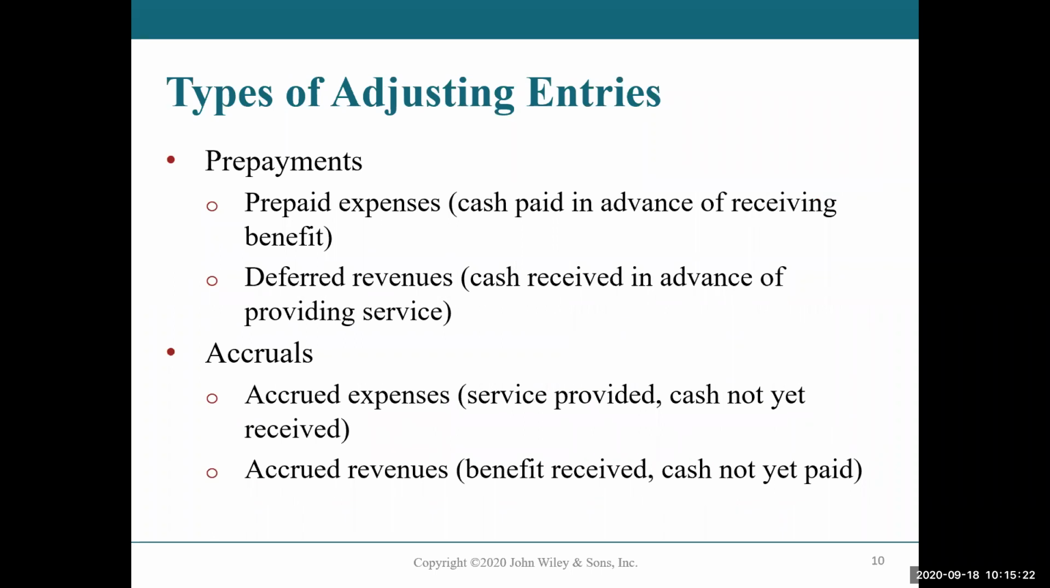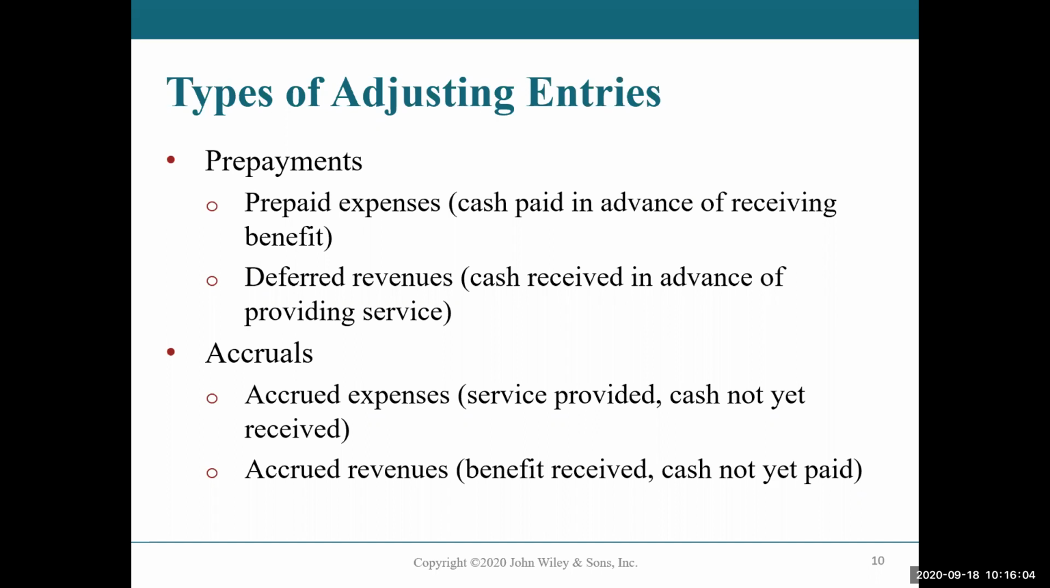There are different types of adjusting entries that we can do. We have divided them amongst two major categories. One is the prepayment, the other one is accrual. Now, when it comes to prepayment, it can have two subsets. Either it can be a prepaid expense where the company is paying out cash in advance, but they haven't received the benefit yet, such as your insurance policy. If the company is paying for a 12-month term in advance, then that's a prepaid expense. Your cash has gone out, but we haven't used the complete benefit out of that.